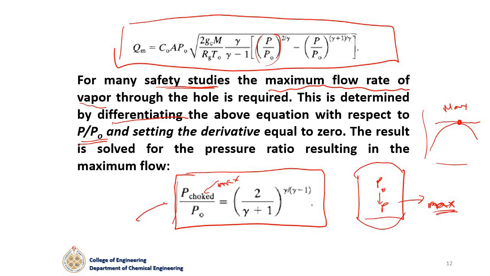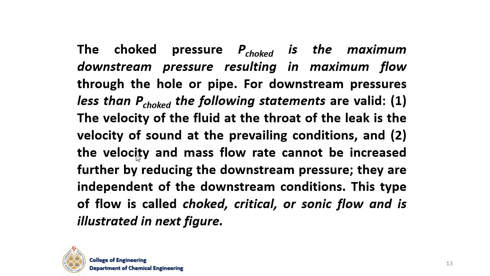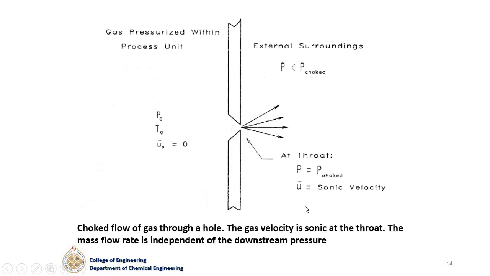So what is the choke pressure? It is the maximum downstream pressure resulting in maximum flow through the hole, for safety reasons. For downstream pressures less than P choked, the following steps are valid. The velocity of the fluid at the throat of the leak is the velocity of sound at the prevailing conditions. It's like a maximum, right? The velocity and mass flow rate cannot be increased further by reducing the downstream pressure. We cannot expect an increase over a maximum. This type of flow is called choked, or critical flow.